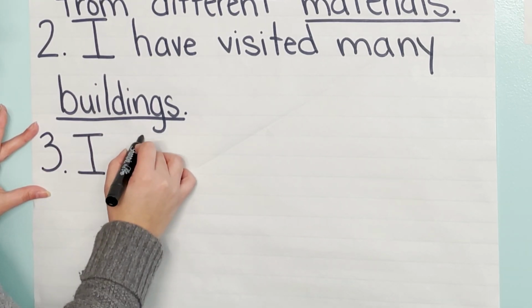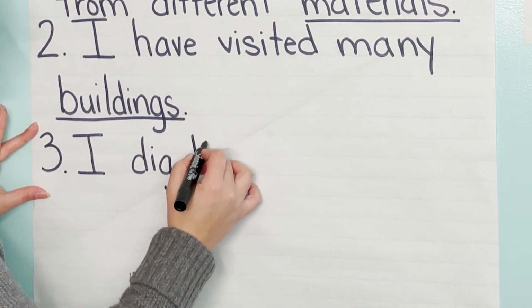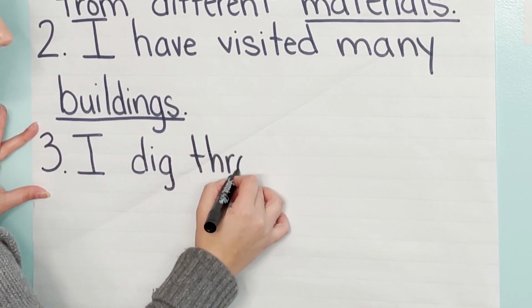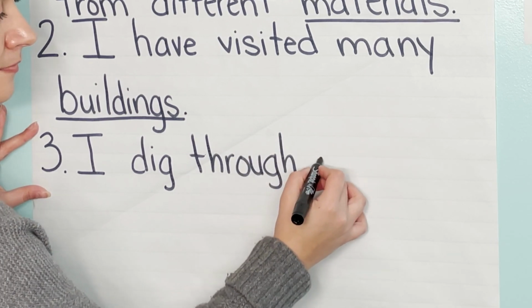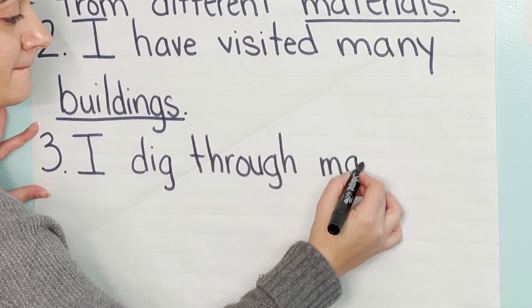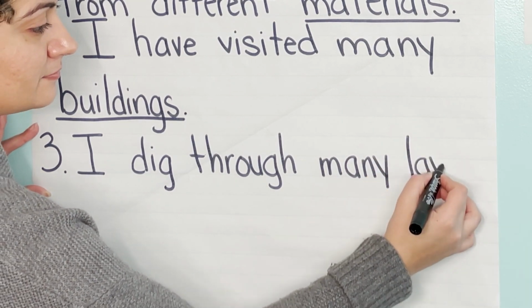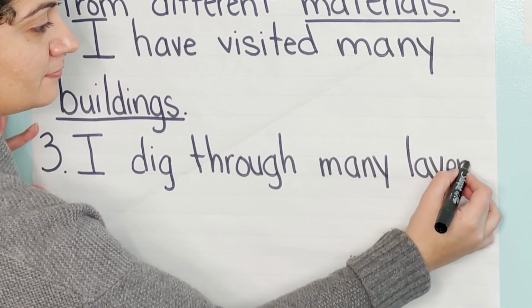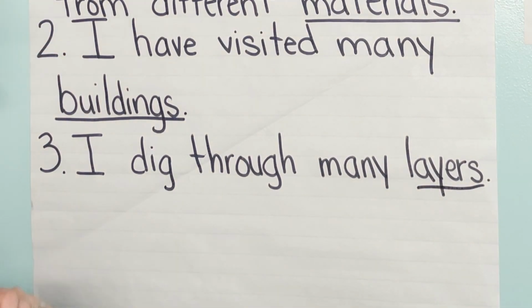Sentence 3. I dig through many layers. I'm going to underline the word that we used out of our bank.